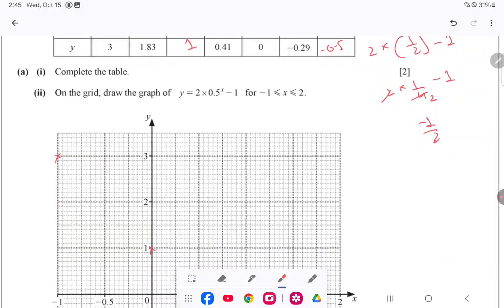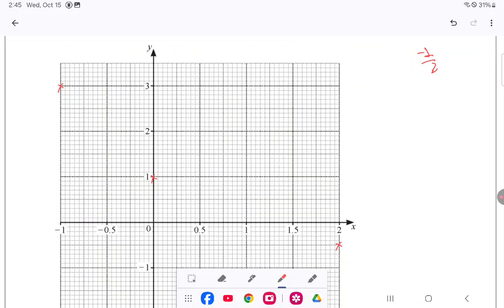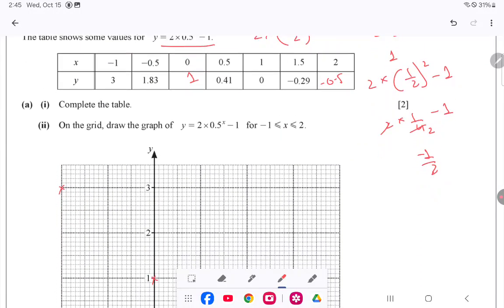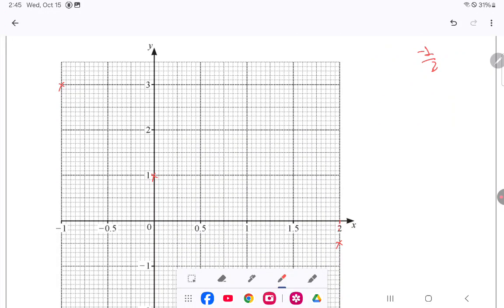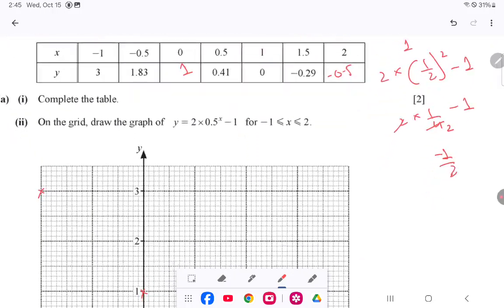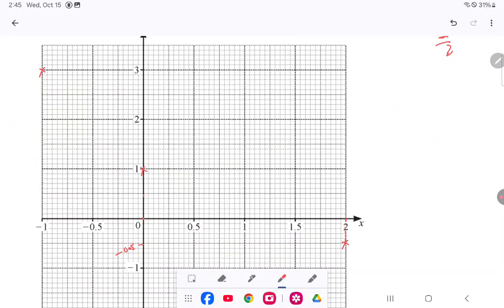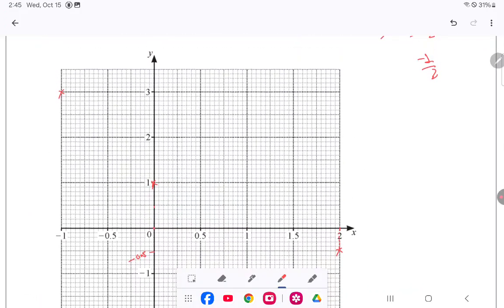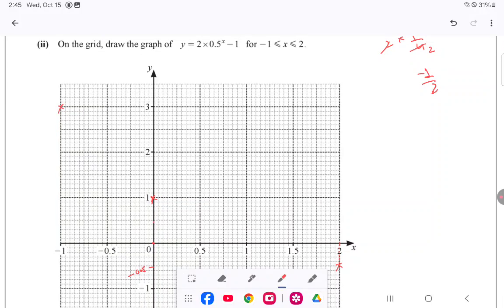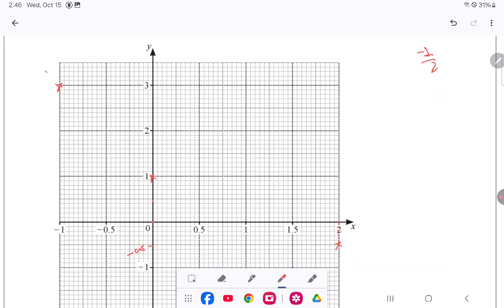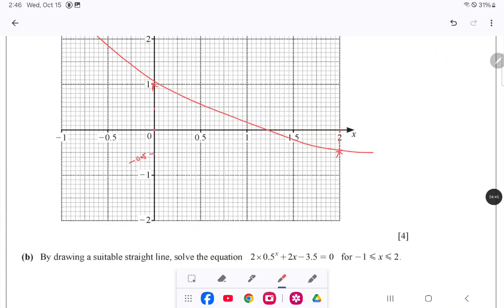which we can write as negative of 0.5. Now put the points: on x equals 2, the y gives negative of 0.5. On x equals 0, y gave you the value of 1 right here, and on x equals negative 1, the y gives you the value of 3 right here. Form a line. Something like that.